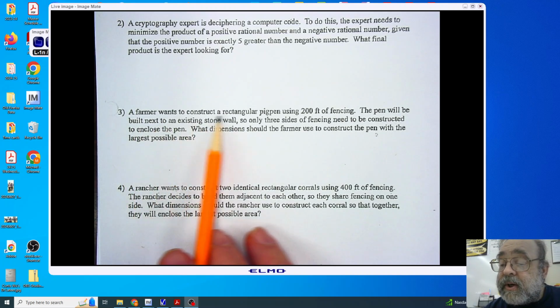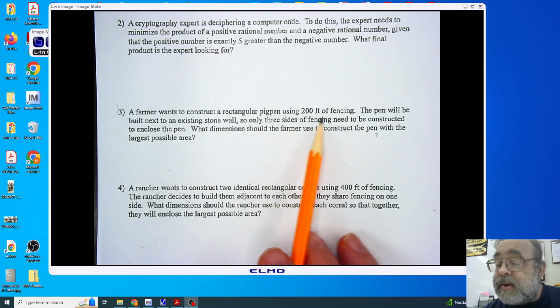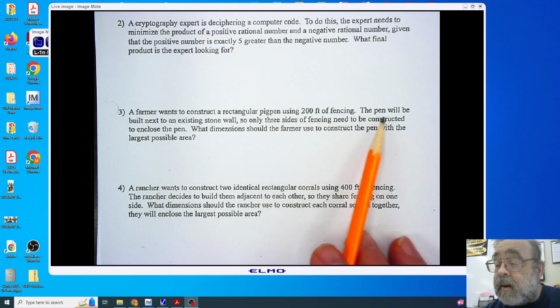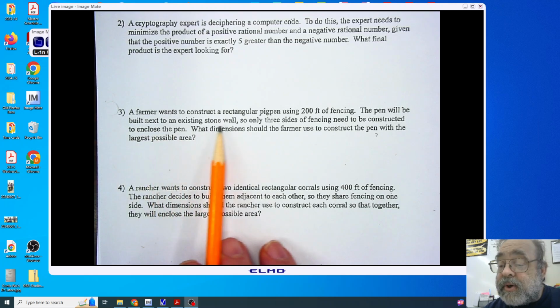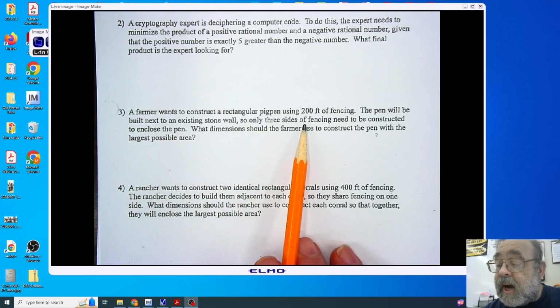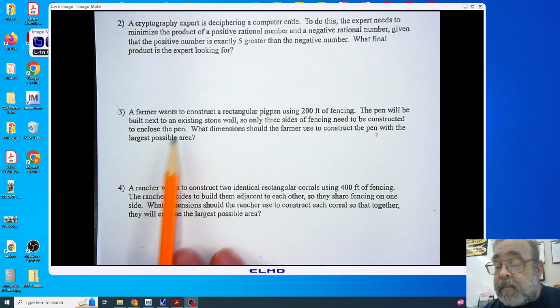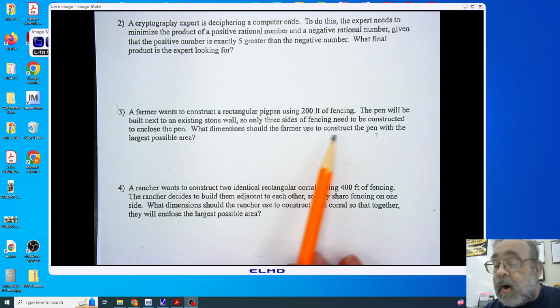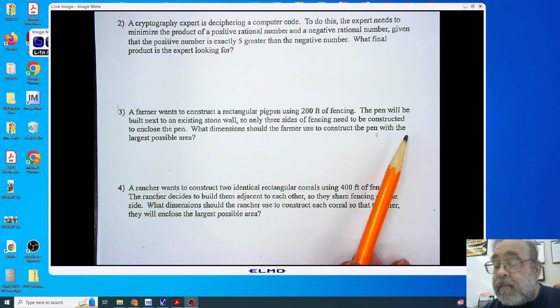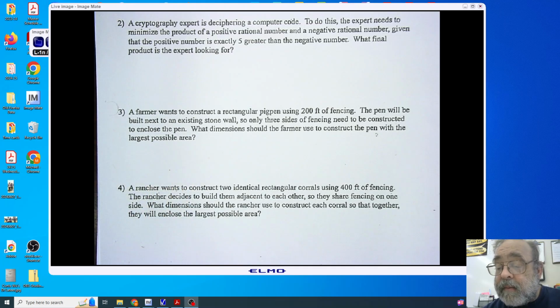A farmer wants to construct a rectangular pig pen using 200 feet of fencing. The pen will be built next to a stone wall, so that only 3 sides of fencing need to be constructed to enclose the pen. What dimension should the farmer use to construct the pen with the largest possible area?